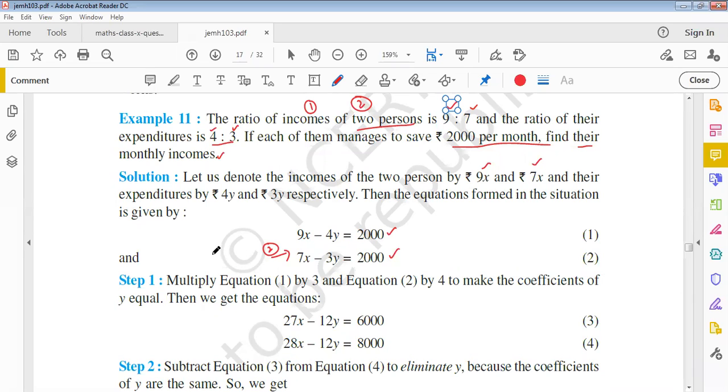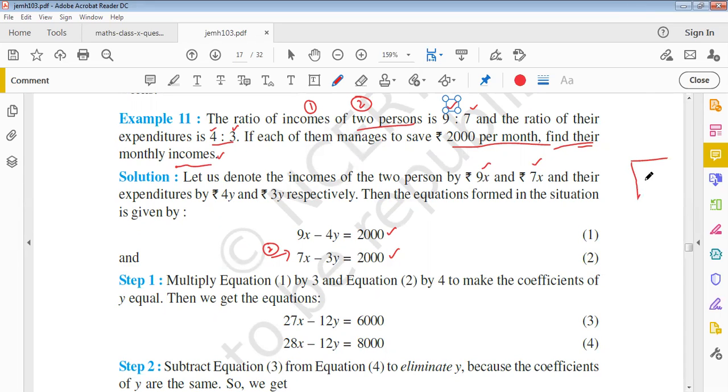Whenever a question is given, please read the question till the last. Sometimes they give some twist at the end. So no hurry. Remember, whenever the question is given, please read the question thoroughly. If possible, do it in the rough column: what is given, what they're asking.